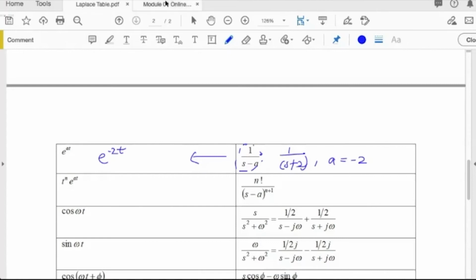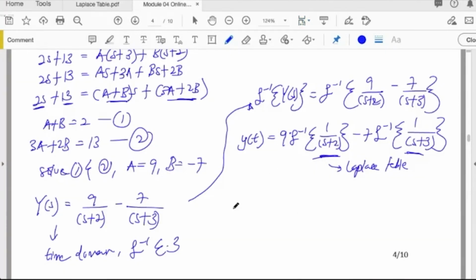Okay, so you use that, replace back inside the question. So we have 9 e to the power of negative 2t minus 7. Okay, so this also has the same form with different a, where you have e to the power of negative 3t. So that would be your final solution.